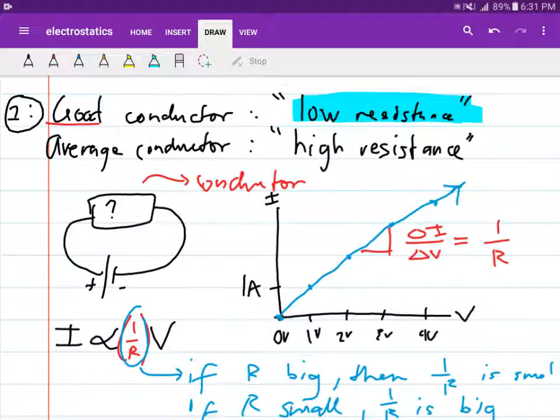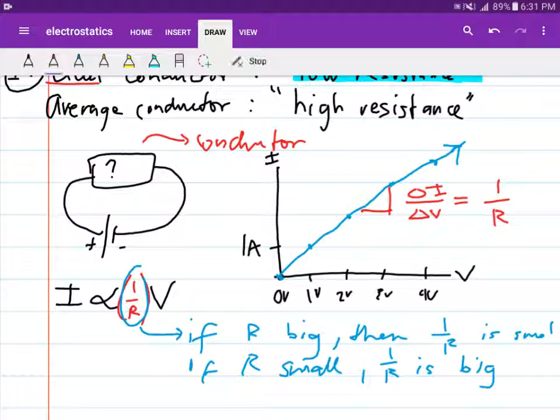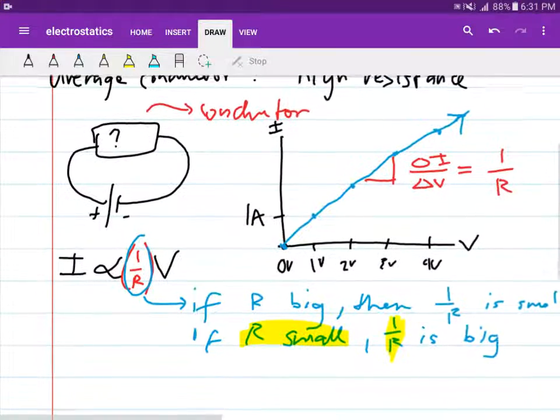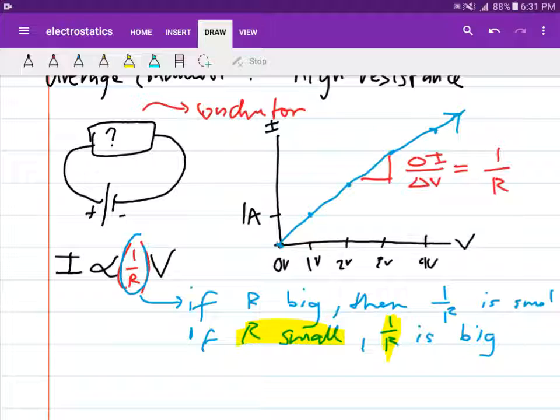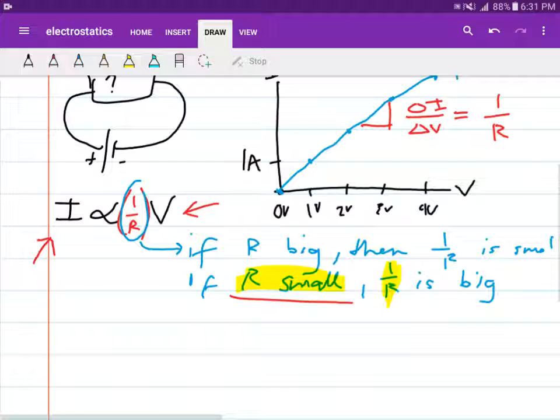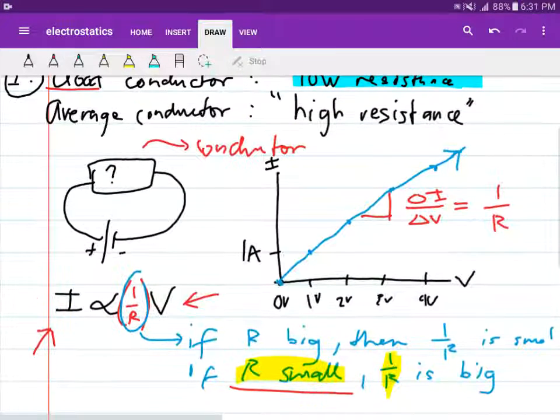So in our case, if we say that this good conductor has low resistance, we want R to be small so that 1 over R is big. This means that the driving current in this circuit is directly proportional to the voltage by a big amount. So there will be a big current running through this circuit if the resistance is small. That is the case for a good conductor.